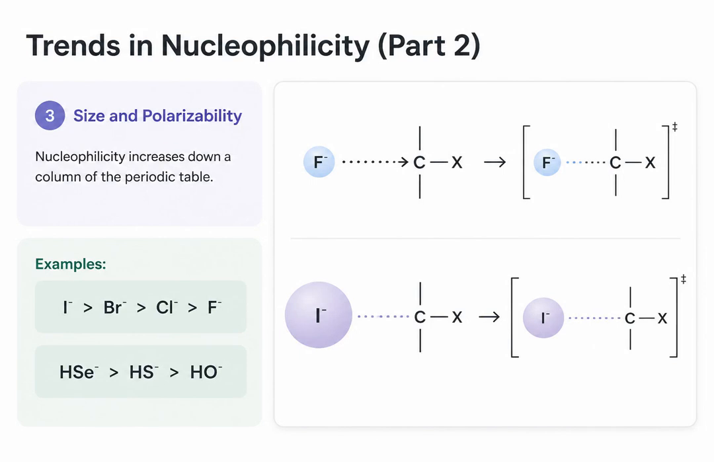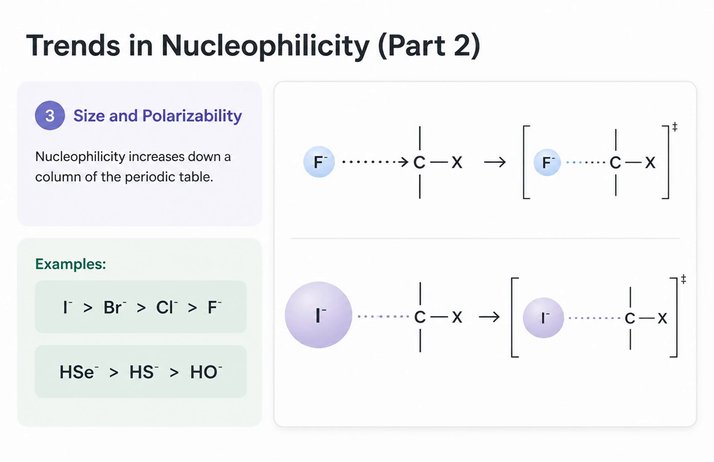The third trend is that nucleophilicity increases as you move down a column of the periodic table. Iodide is a much better nucleophile than fluoride. This is due to size and polarizability. Fluoride is small and hard. Its electrons are held very close to the nucleus, requiring it to get extremely close to the carbon before orbital overlap can occur.